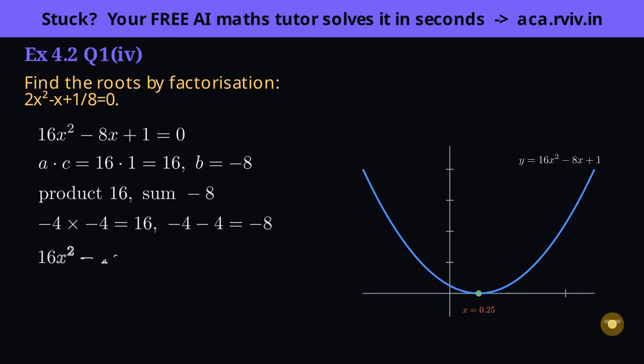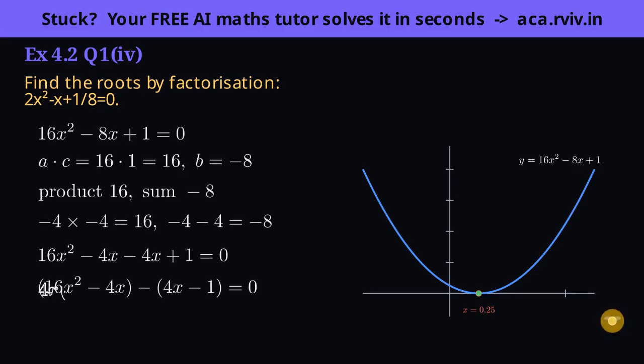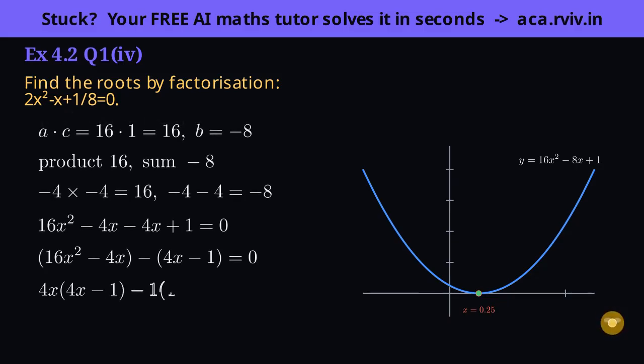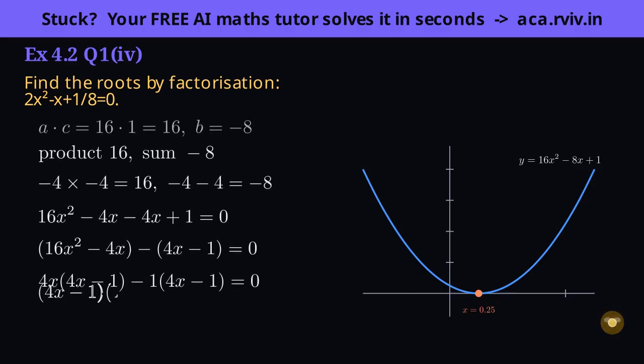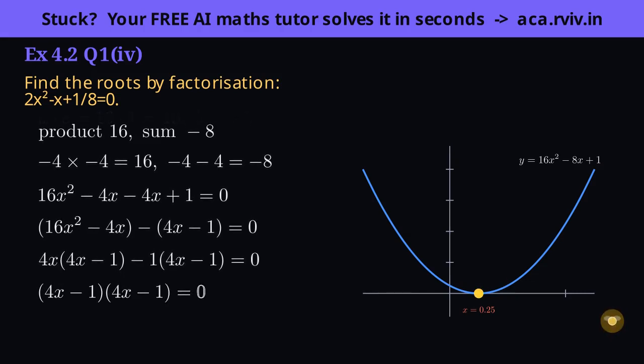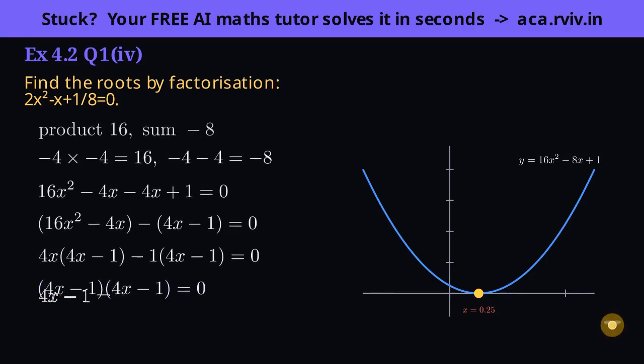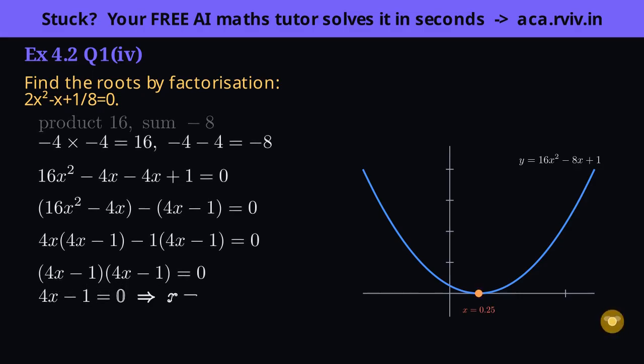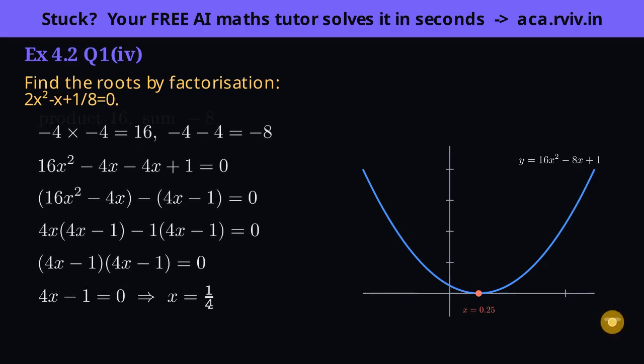Split the middle term as minus 4x minus 4x. Group into pairs, taking the minus outside the second pair. Pull 4x from the first and 1 from the second, both leave 4x minus 1. Factor out the common bracket, and it comes out as the same bracket twice, a perfect square. The equal split has paid off. Identical factors mean solving one equation, 4x minus 1 equals 0, so x equals 1/4, a single repeated root.